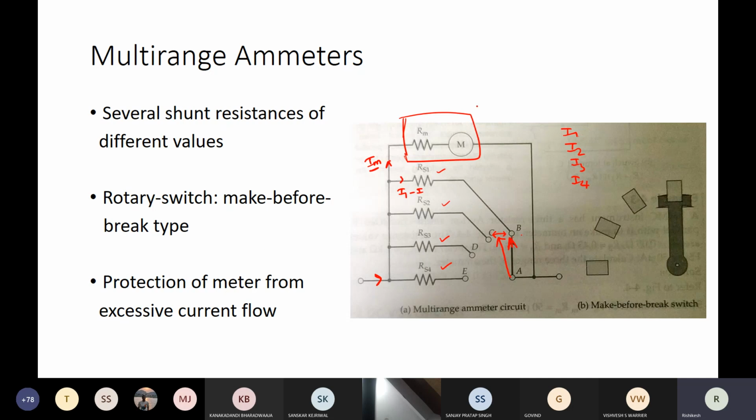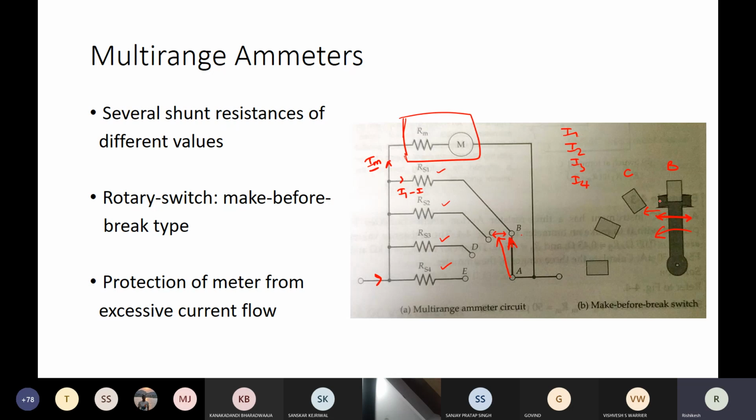Okay. So to avoid this, to protect the meter from excessive current flow, instead of these simple switches, you use a make before break switch, which has quite a long connector. So when it is switching from position B to C, you make the connection with C first, when it is moving in this direction, but it is not losing the connection with B. It is still maintaining it. That's why it is known as a make before break switch.